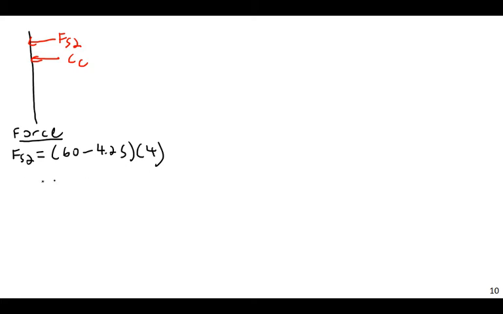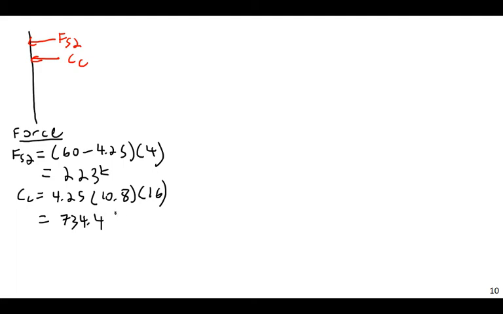Okay. So I'm going to have some capital Fs2 and some Cc, the force in the concrete and the force in the steel. And again, just like I did previously, I'm going to have to reduce the stress in the compression steel to keep from double dipping. So Fs2 is going to be equal to 60 minus 4.25 times 4, and this comes to 223 kips. And Cc is 4.25 times 10.8 times 16. 10.8 again was the depth of the Whitney stress block that we found previously. And that comes to 734.4 kips.